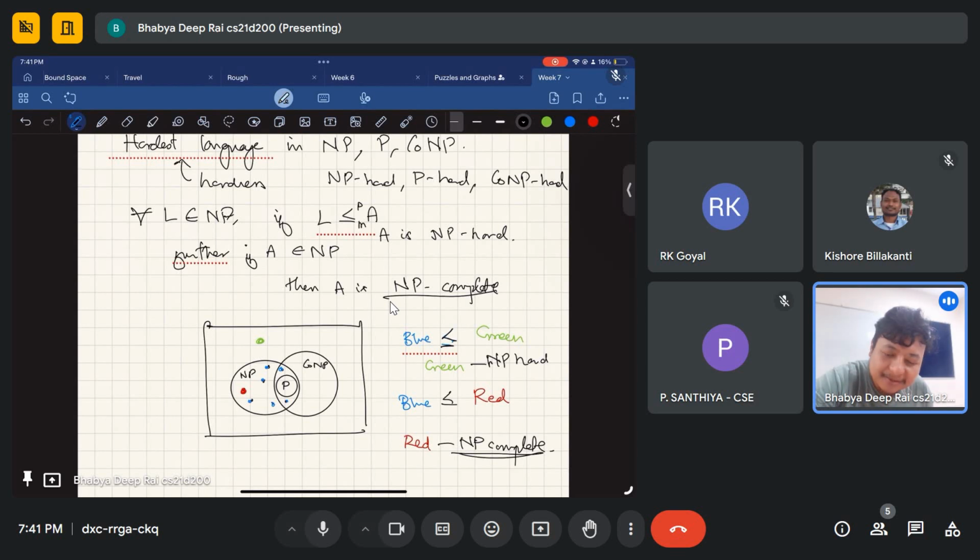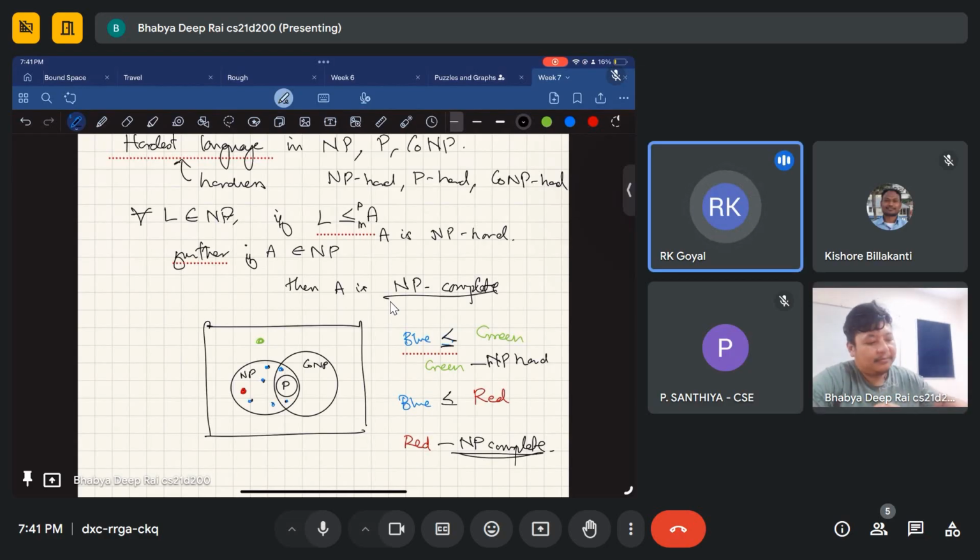NP complete is equal to the intersection of NP and NP hard. Yeah, you can say that. There would certainly be some problems in NP itself, and all the problems in NP get reduced to them, and those problems are called NP complete. But in the definition of NP hard, it is just mentioned that if all the problems in NP can be reduced to a problem, that problem is NP hard. And thereafter we see whether that problem belongs to NP itself or not.